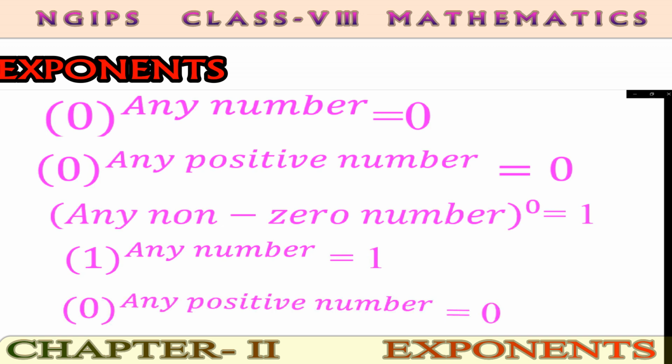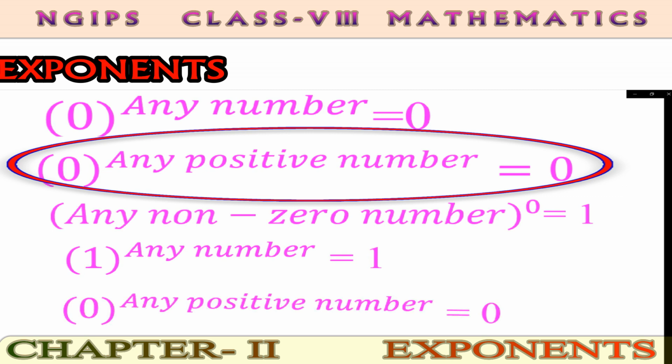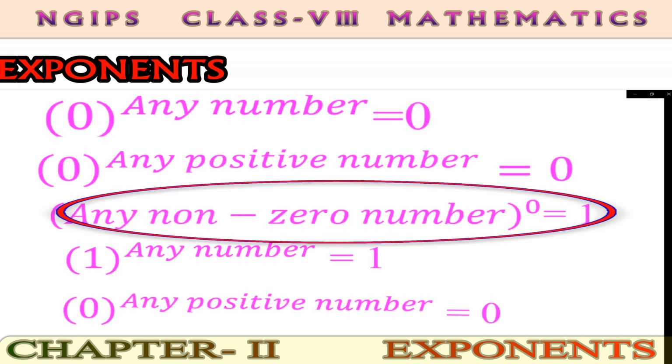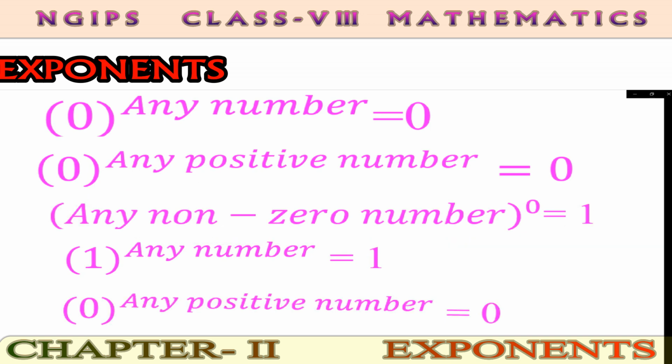Correct? No, that's incorrect. The correct property says that 0 raised to any positive number will always equal 0. Why can't we have negative powers here? We will see that in our video on negative exponents. Any non-zero number power 0 is equal to 1. 1 power any number is equal to 1. 0 power any positive number is equal to 0.